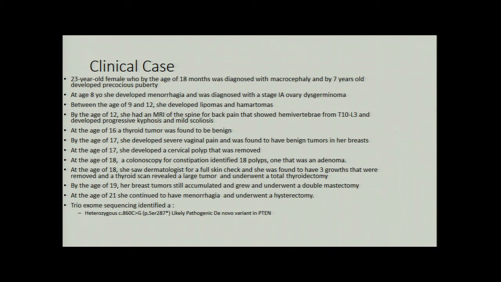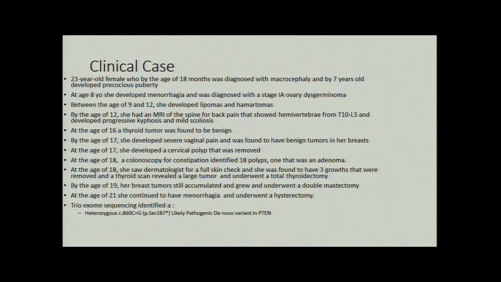By 7 years old, she had developed precocious puberty and significant menorrhagia. And because of that, she underwent ultrasound scanning, and that's how they found incidentally that she had a stage 1A ovary dysgerminoma. So she already had a tumor at the age of 8 that was resected. Between the age of 9 and 12, she went on to develop benign subcutaneous lipomas, or fatty tumors, and hamartomas. By the age of 12, she had an MRI of the spine because of back pain, and it revealed that she had hemivertebrae, so multiple malformed vertebrae from T10 to L3, which eventually caused her to develop scoliosis.